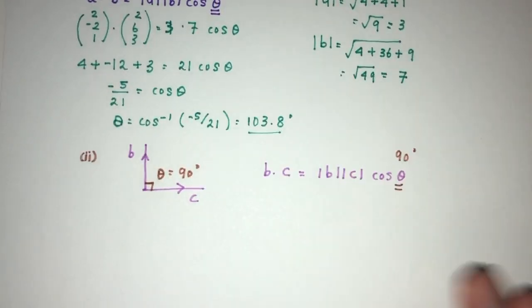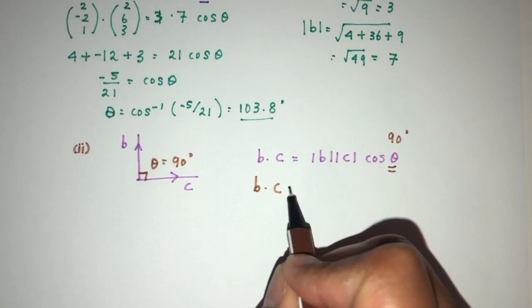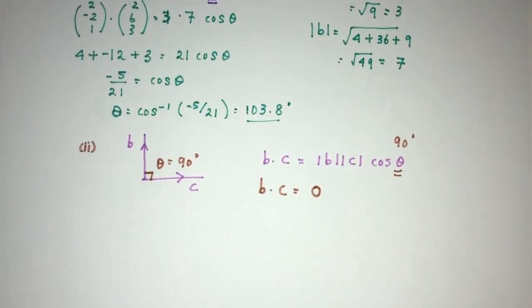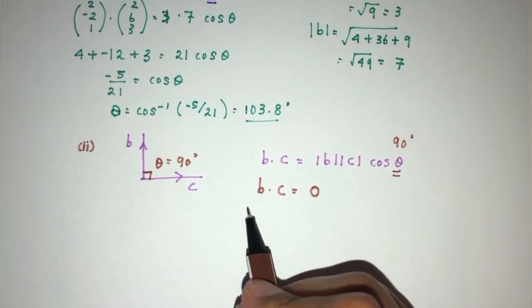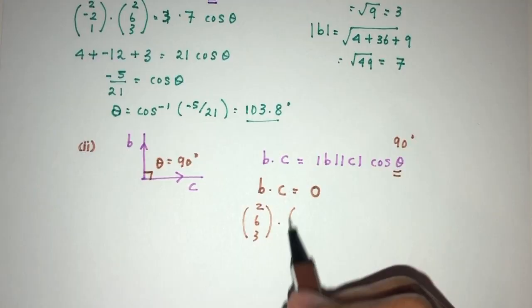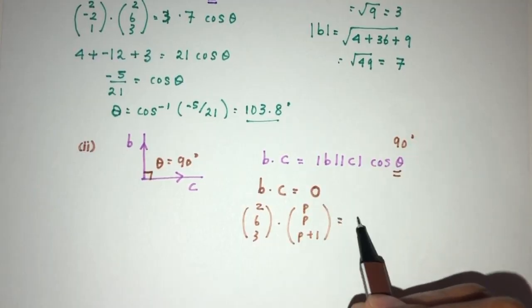So the conclusion is that whenever two vectors are perpendicular to each other, their dot product has to give you the value of 0. That is the conclusion we can draw from this. So now what is B? We know B is 2, 6, 3. Dot C is P, P plus 1, has to give you the value of 0.